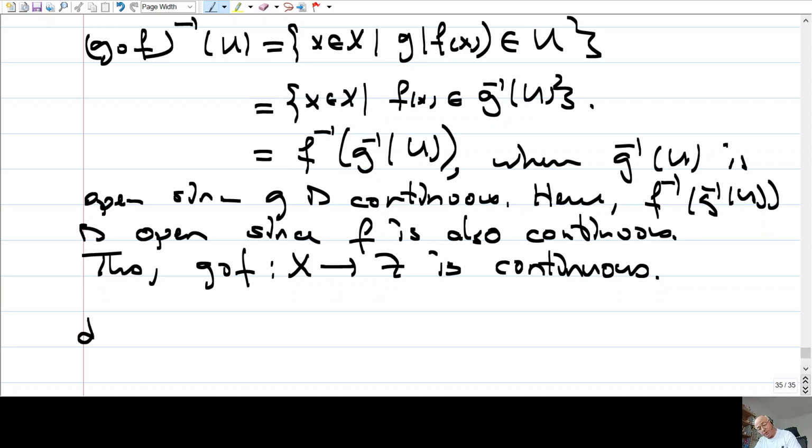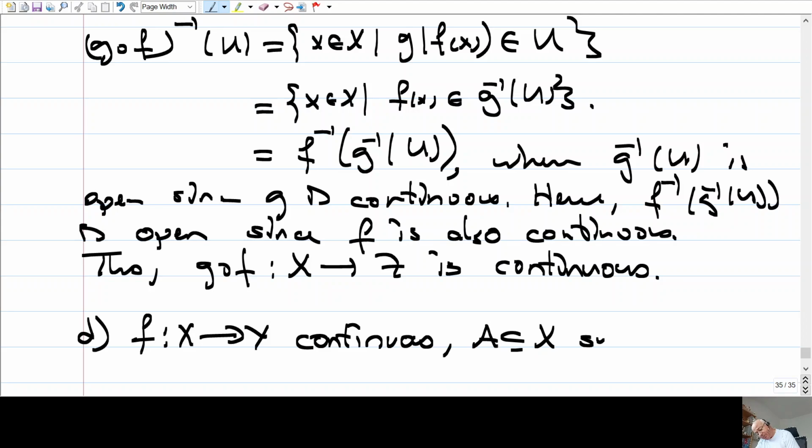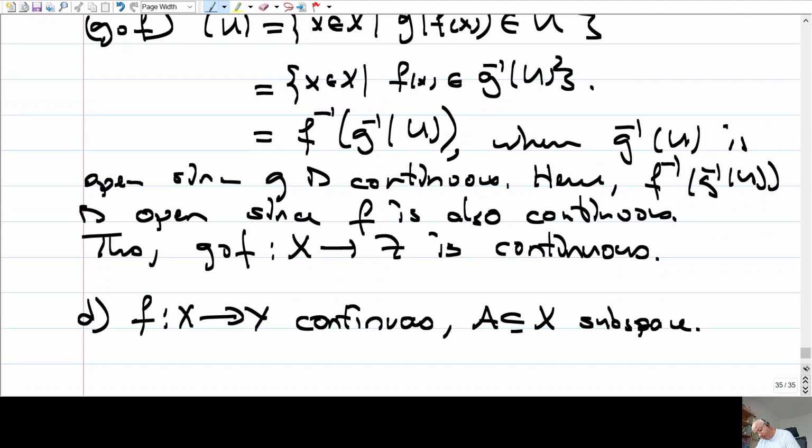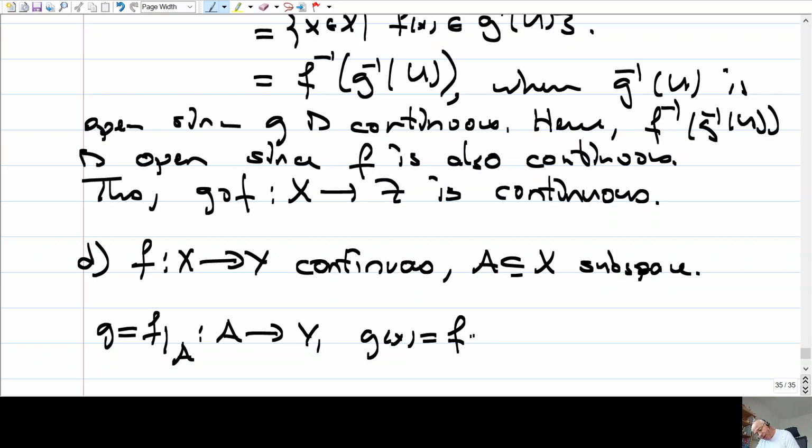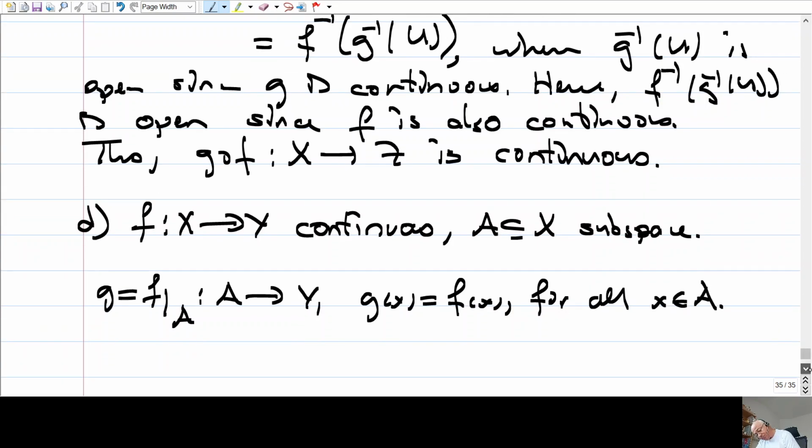What about part D? Restricting the domain. So I have F from X to Y, and that is continuous. That is given. And A is a subspace. And G is this function, okay, let me call it G. This is the restriction of F to A, from A to Y, where G of x is nothing but F of x for all x in A.